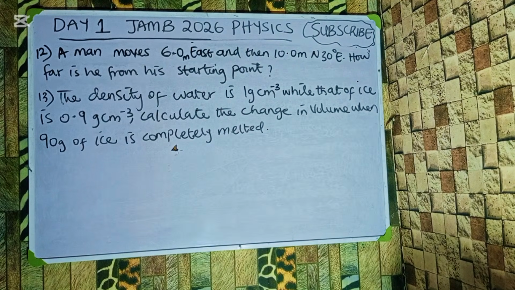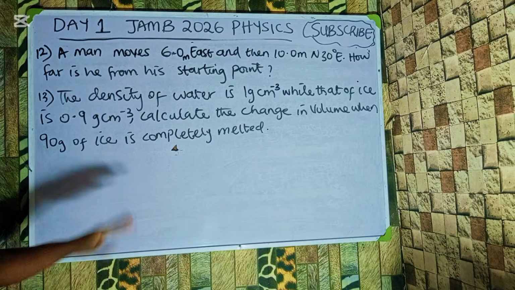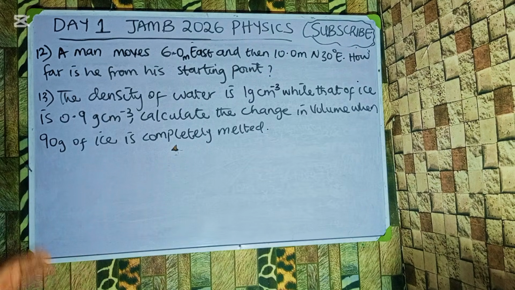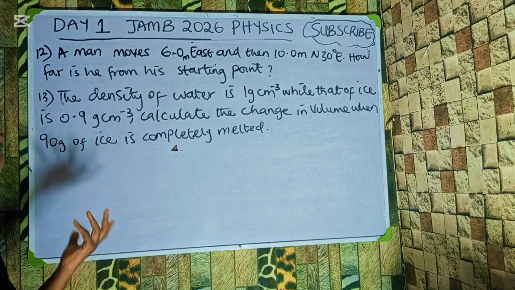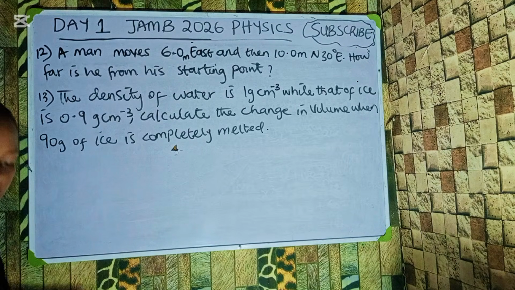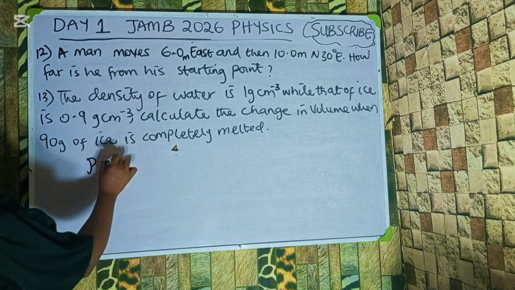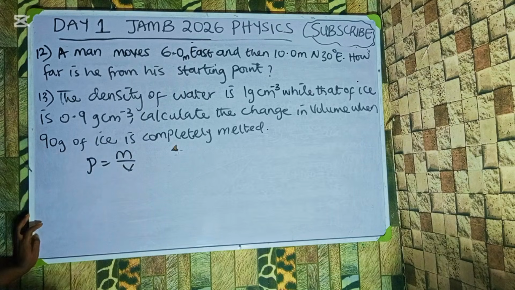Question 13. The density of water is 1 gram per centimeter cube, while the density of ice is 0.9 gram per centimeter cube. Calculate the change in volume when 90 gram of ice is completely melted. Now this particular question is a WAEC question, okay? So it's no longer a JAMB question, but they have to bring it out to confuse us. So let's solve. You must know that density is equal to mass over volume, right? So we have to look for the change in volume when ice has completely melted.